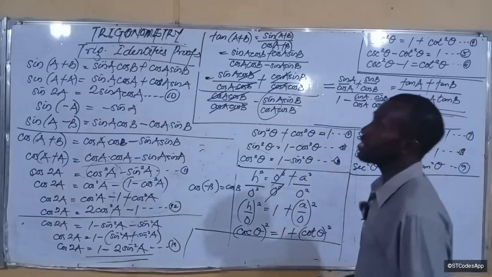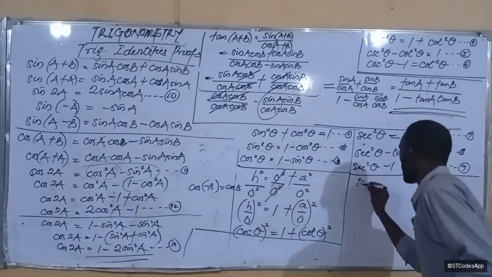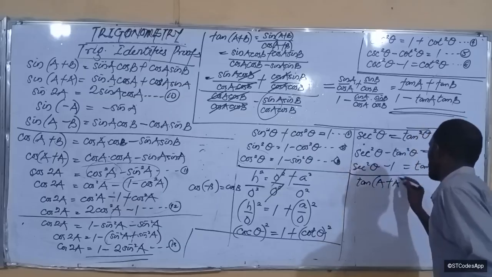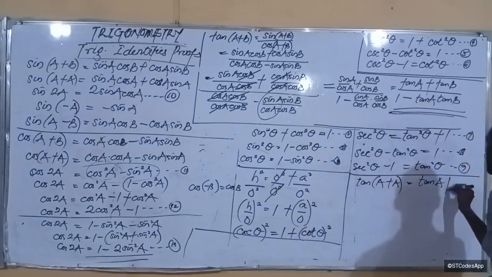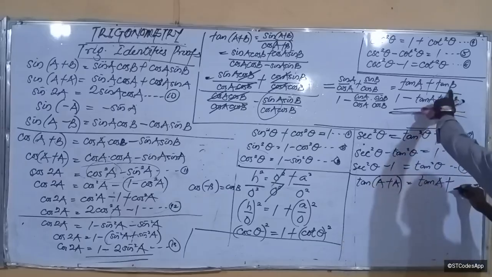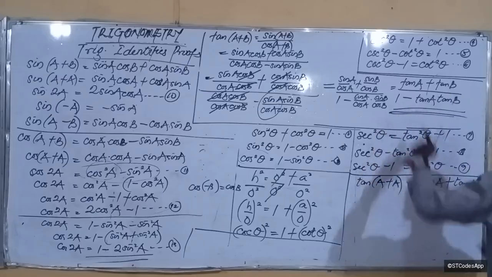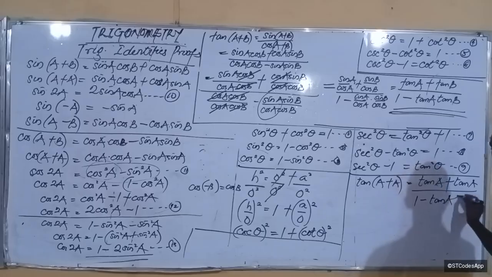Now, what if we are now told to do the tan A for identical angles, A plus A now? So using this formula, it will simply become tan A plus, here A is B, or B is A, so we have plus tan A again, all over here we have 1 minus tan A tan B.